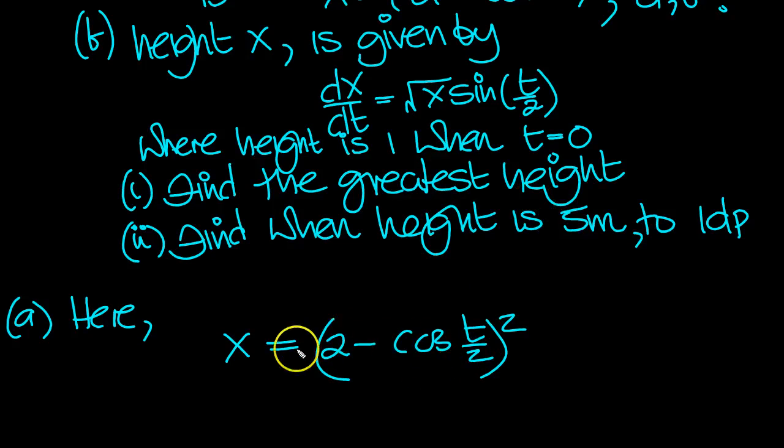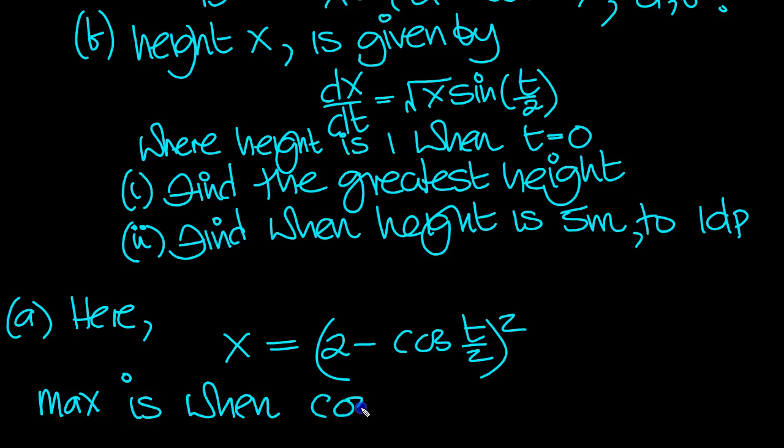So find the greatest height. Well, when is this greatest? It will be greatest when this thing inside is biggest, won't it? And cos varies from 1 to minus 1. So if it becomes minus 1, this will become a plus, and we'll get 2 plus 1. X is max. Max occurs when the cosine of t over 2 is equal to minus 1.